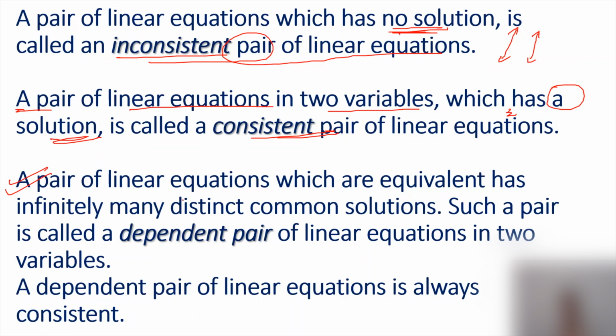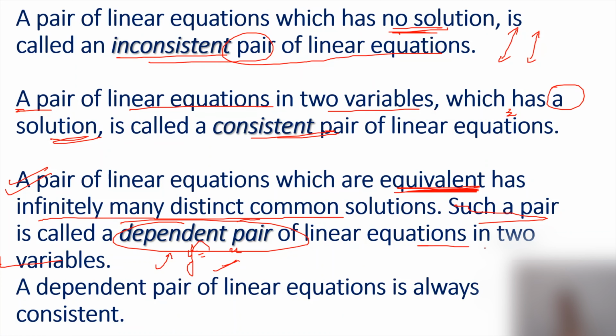Third is a pair of linear equations which are equivalent to each other, completely multiples of each other, and have infinitely many distinct common solutions. Such a pair is called a dependent pair. Why? Because it has infinitely many solutions, and these solutions can be written in the form of dependency of one variable upon the other. We will go through this in linear equations in two variables. A dependent pair of linear equations is also consistent because there is a solution.